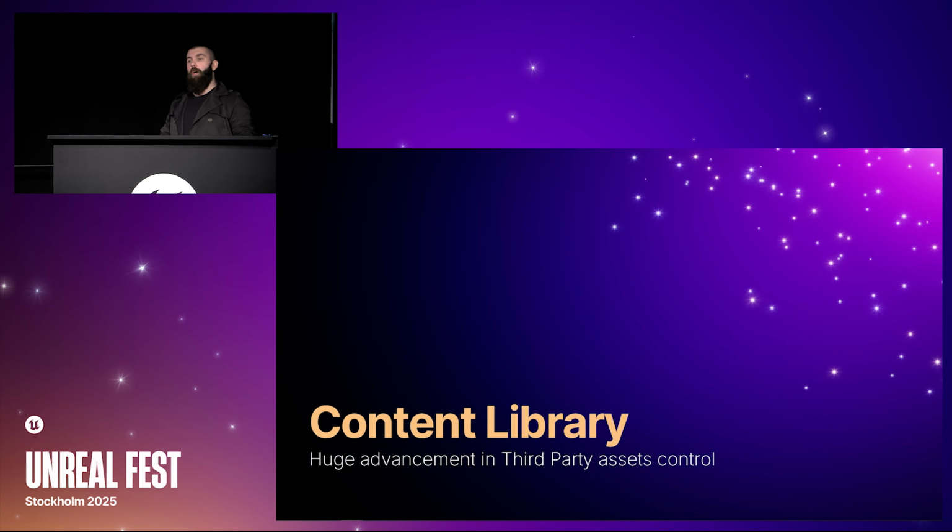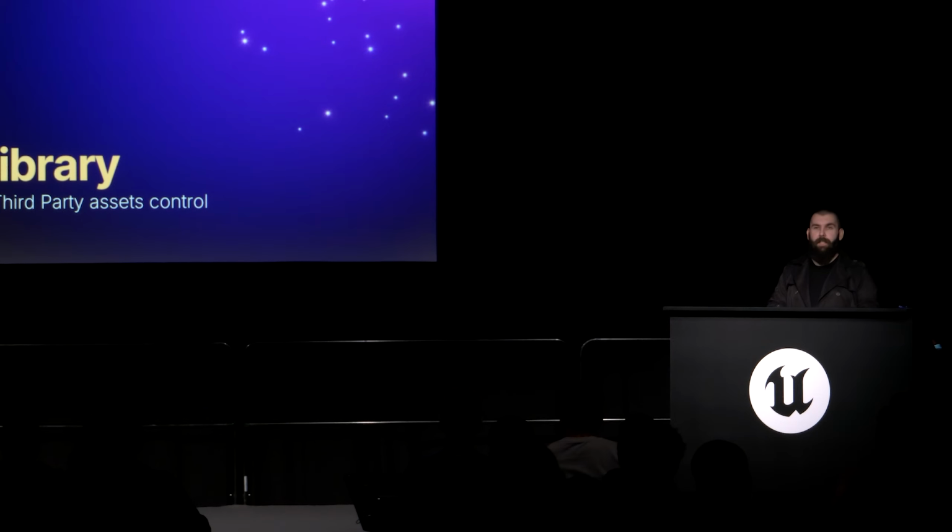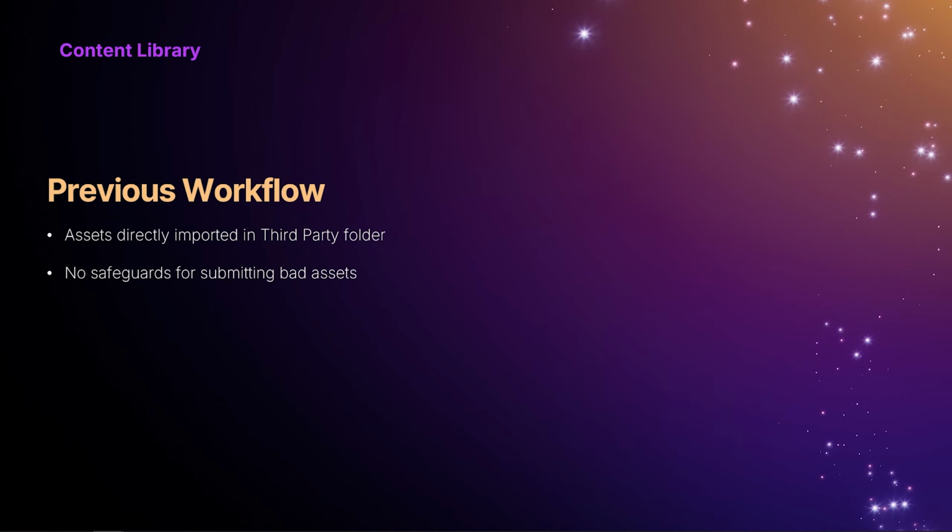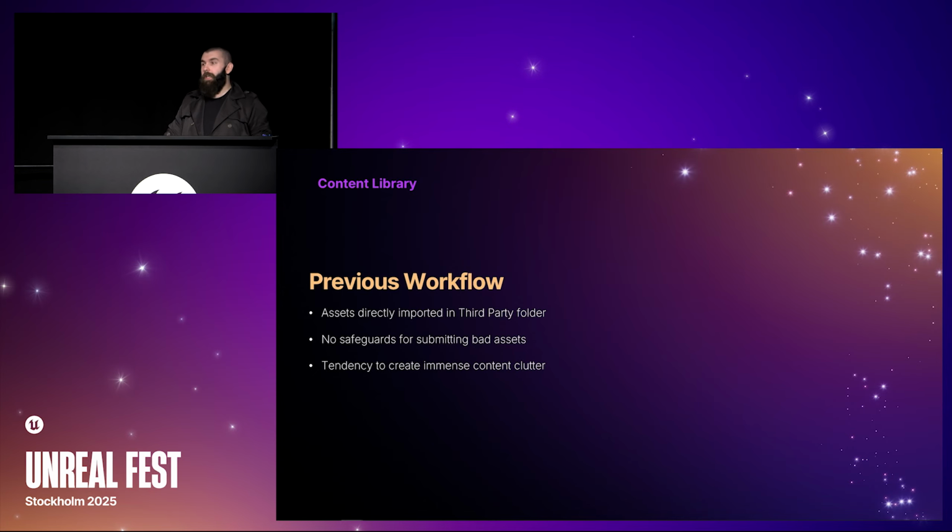And the last topic will be content library. That is our solution for handling third-party assets. And it's basically a middle manager between third-party assets and our production projects. So our previous workflow entailed just directly shoving and importing third-party assets into our production project inside a third-party directory with no safeguards being there at the beginning at all. And it quickly devolved into clutter inside our projects. It was fairly tough to see what's used and what's not used.